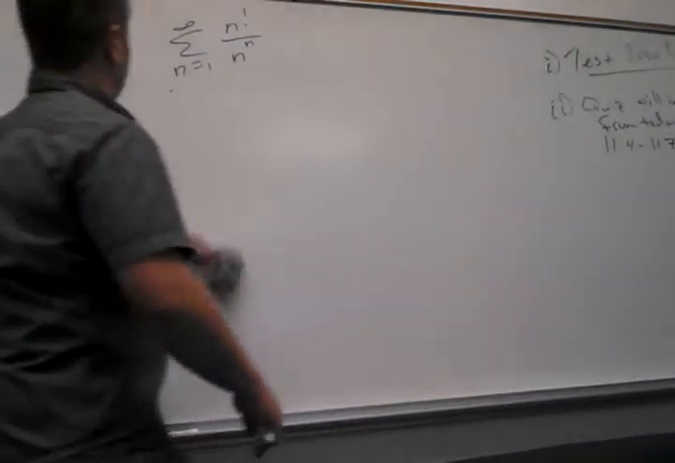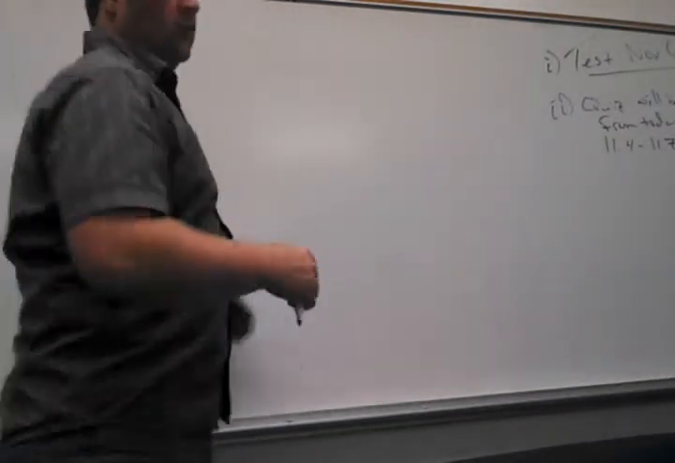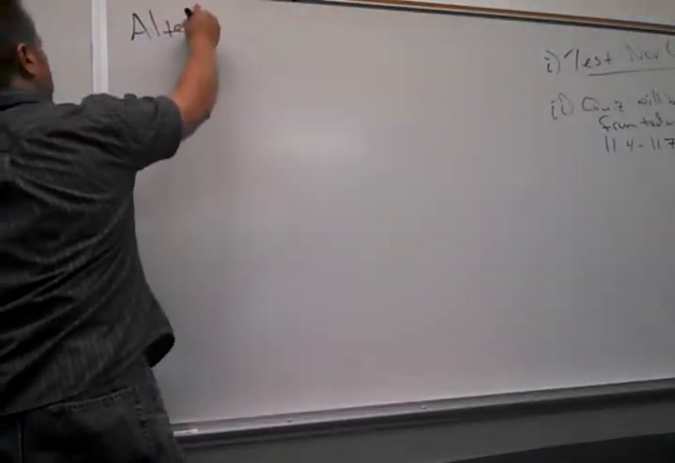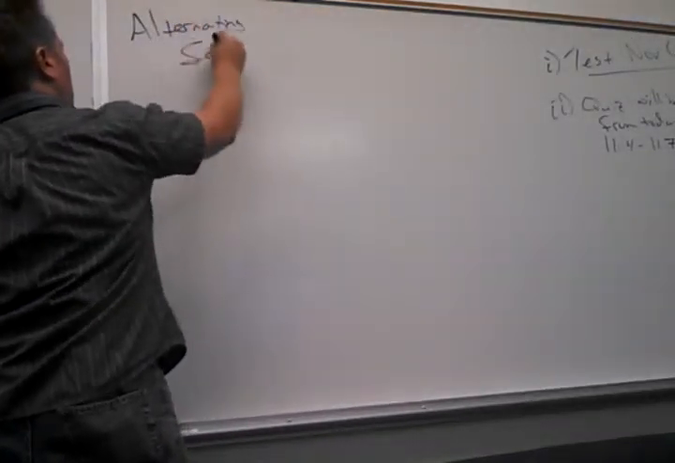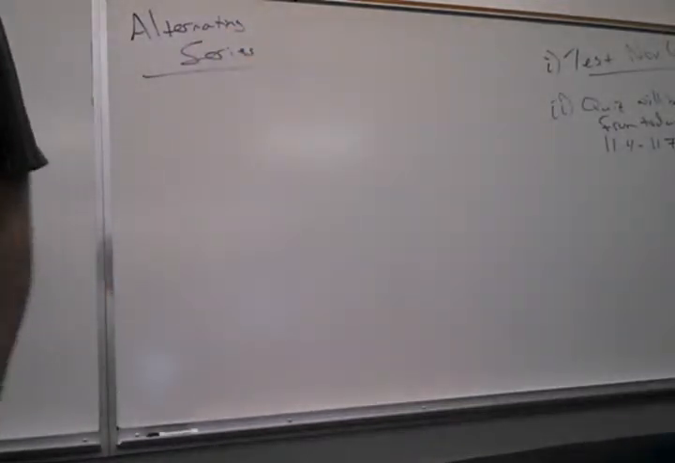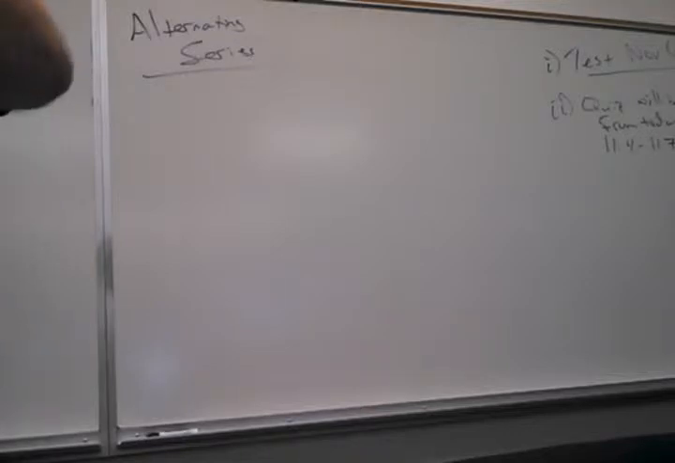So real quick, while we're doing this, let's remember some things. What's really nice about an alternating series in terms of convergence or divergence? A couple things that are really nice about it. Fundamentally, what is an alternating series? Why is it called that?